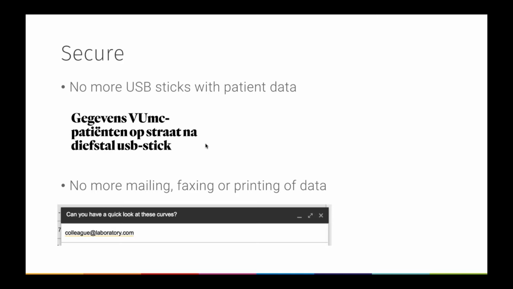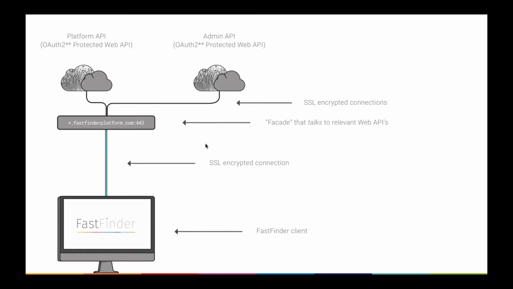No more emailing, faxing, or printing the data around. I think some of us definitely know that. Can you have a quick look at these curves in emails, or even printing them out and having a proof of an audit trail with a physical stamp? Our solution is actually fully paperless, so you don't need to fax or print anything anymore, and definitely no more mailing around.